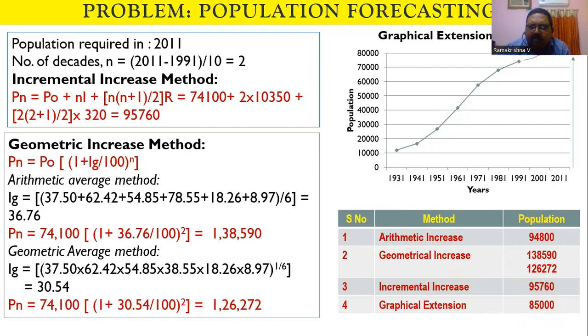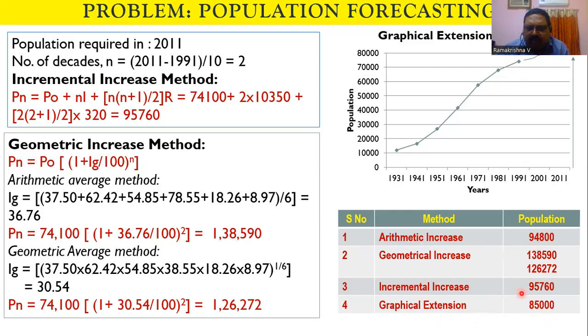Sometimes it may go like this also. Sometimes this may go below the projected line also. So we don't know that projection. That's why we are taking the help of these mathematical principles. Graphical extension, most of the time, will give you under values. And arithmetic increase also is going to give you relatively lesser value compared to the actual values.